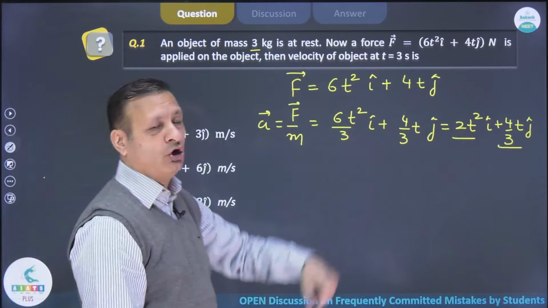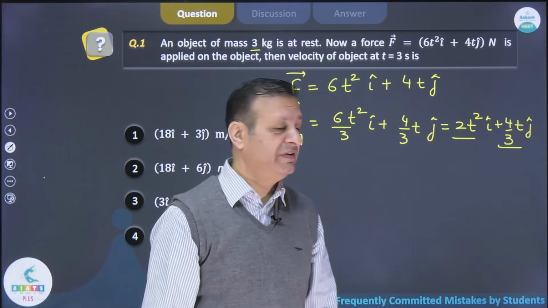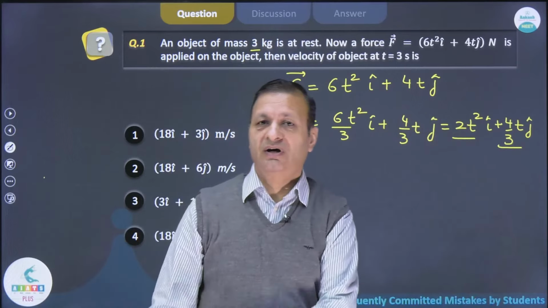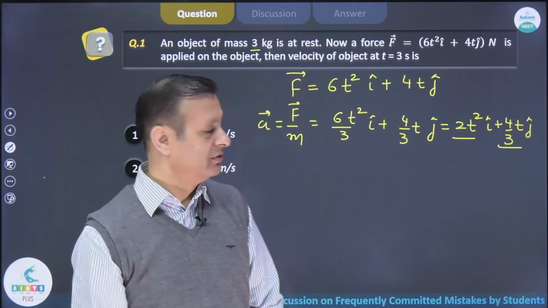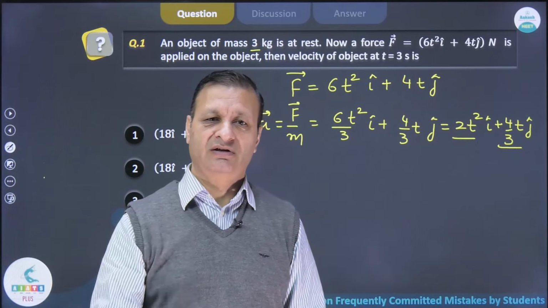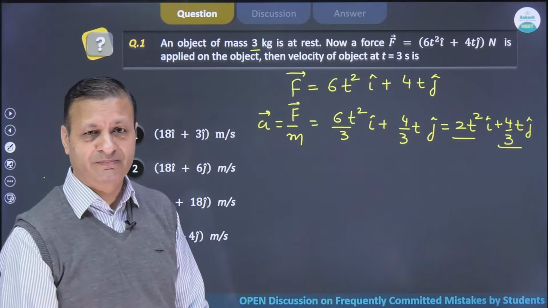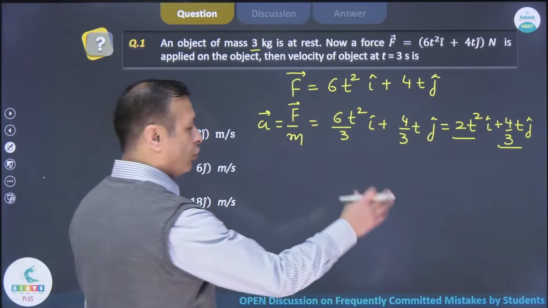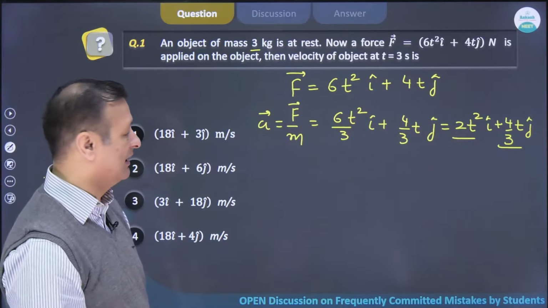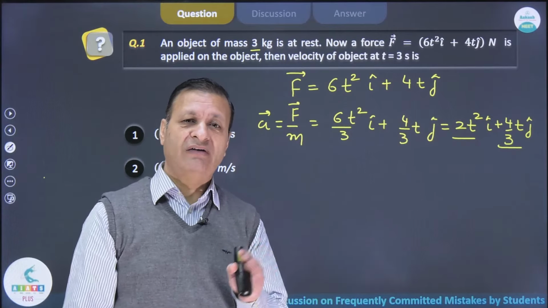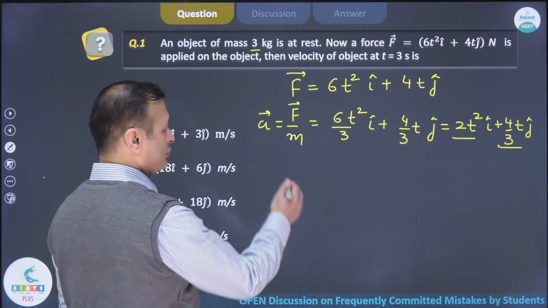Now we have to find the velocity of the object at time 3 seconds. If you look at this expression very carefully, do we have a constant, uniform acceleration, or is this a non-uniform or variable acceleration? No, this is not uniform acceleration because this is a function of t. So this is a variable acceleration. And we know whenever you have variable acceleration, only the integral method is used to solve this question.